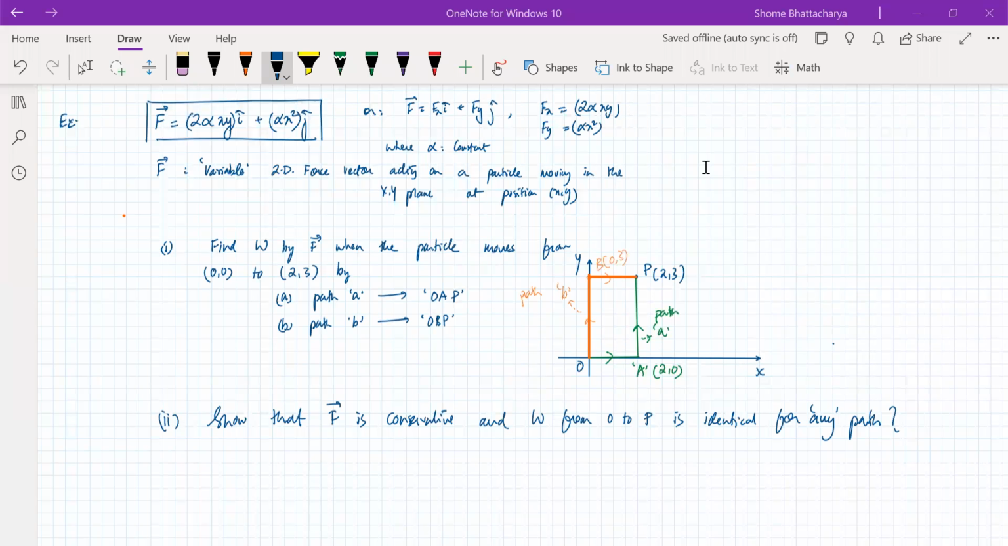You're getting 0, no? i cap dot j cap is 0, right? So while you're moving along the x-axis, at any point your force vector is pointing along which direction? j cap. Whereas your displacement vector ds is pointing along which axis? The x-axis. So they're at 90 degrees. Got it?